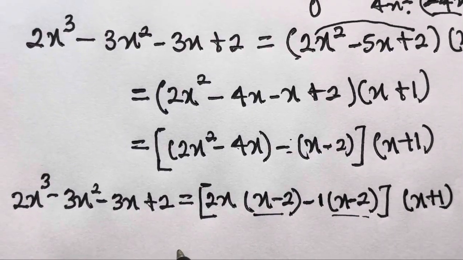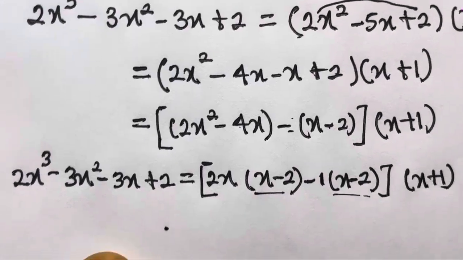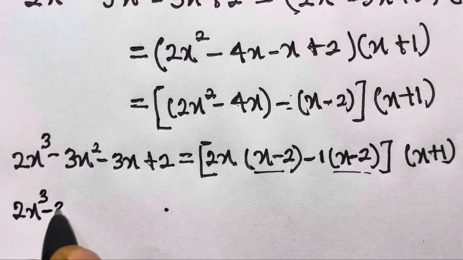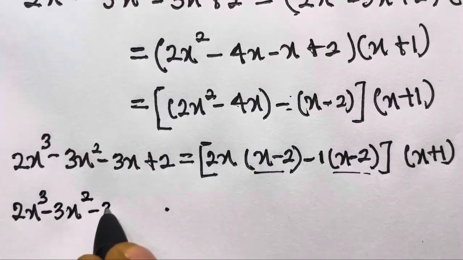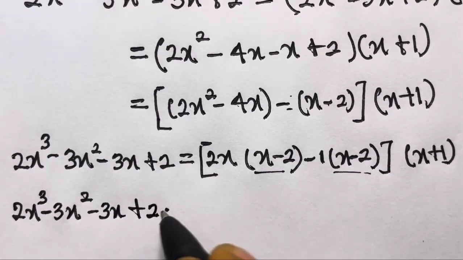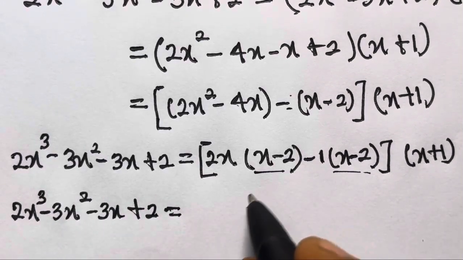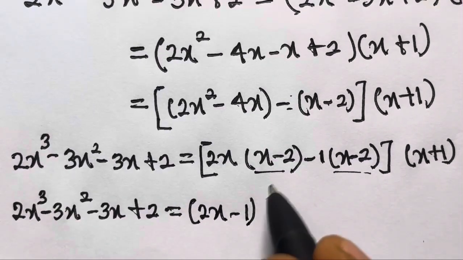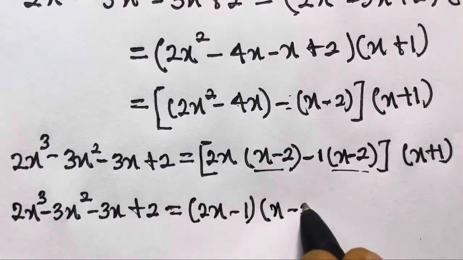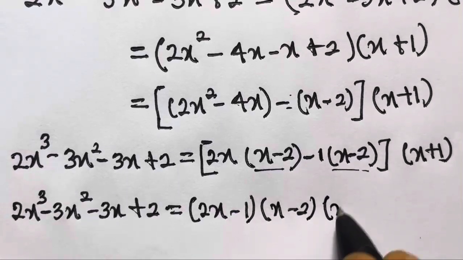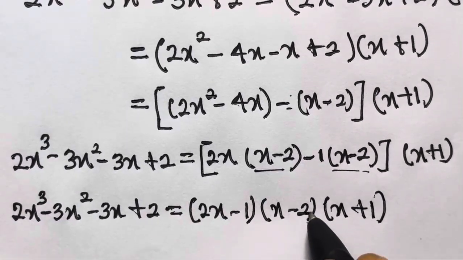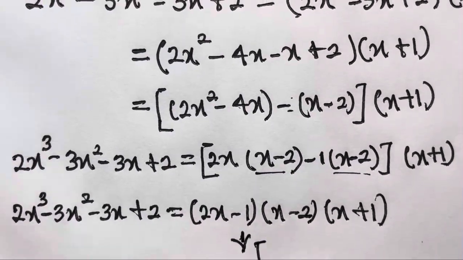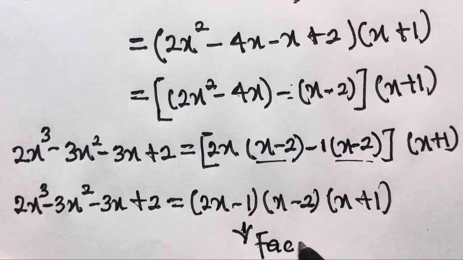So we have 2x cubed minus 3x squared minus 3x plus 2 equals, let's take the one outside here. We have 2x minus 1. The one inside we have x minus 2, and we have x plus 1. So these are the factors we have, and you can now say this has been factorized.